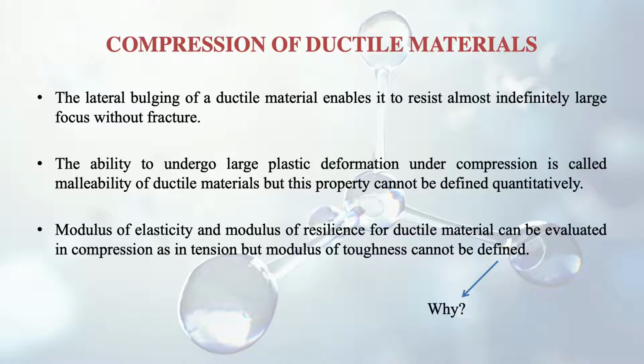The modulus of elasticity and the modulus of resilience for ductile material can be evaluated in compression as in tension, but the modulus of toughness cannot be defined. It is a very important point that the modulus of elasticity and modulus of resilience are both defined for ductile materials in the compression test, but the modulus of toughness cannot be defined. Why? Because, as I told earlier, there is no ultimate compressive strength, meaning the material is not going to break. So we don't have any such ultimate compressive strength, and that's why we don't have the modulus of toughness.